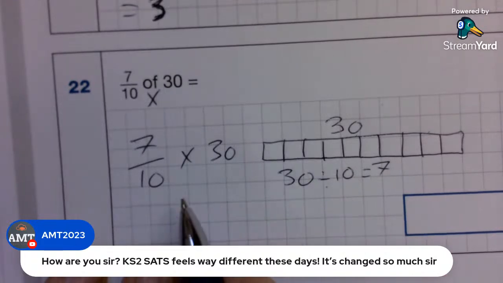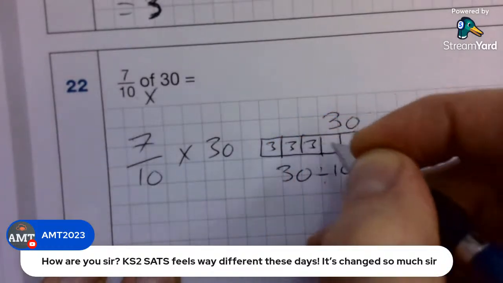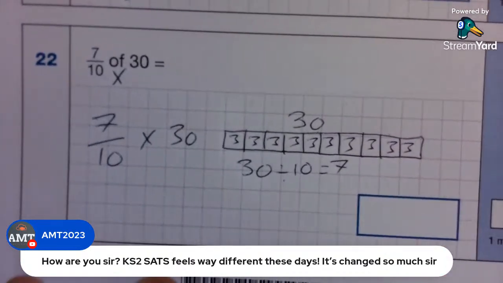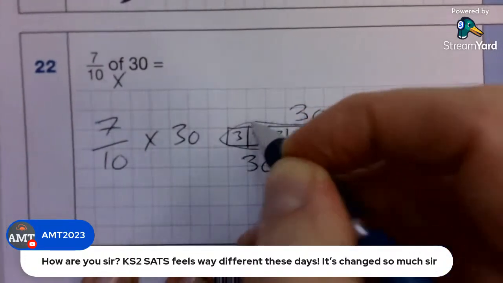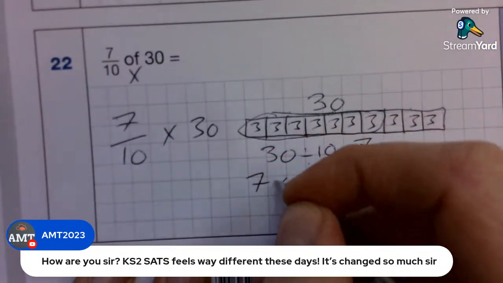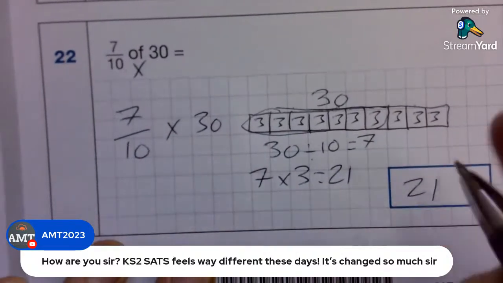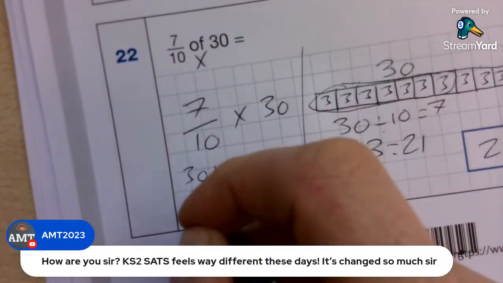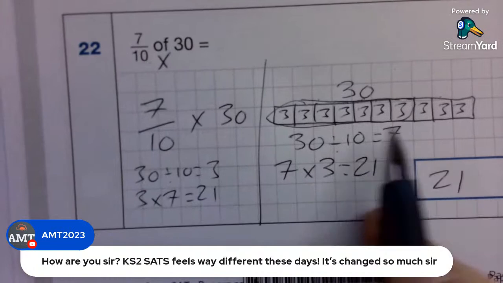A lot of people say divide by the denominator, multiply by the numerator. Yeah, you can do that. 30 divided by 10 is 3, 3, 3. I'm not going to do this for every single question because it will take me hours. But just so you've got a good example. And then I want 7 of them. So 7 3s, 7 multiplied by 3, which equals 21. So my answer is 21. The quick method is just 30 divided by 10, which is 3, and then 3 multiplied by 7, which is 21. That's the quick method that once you've done this, you'll go straight on to.